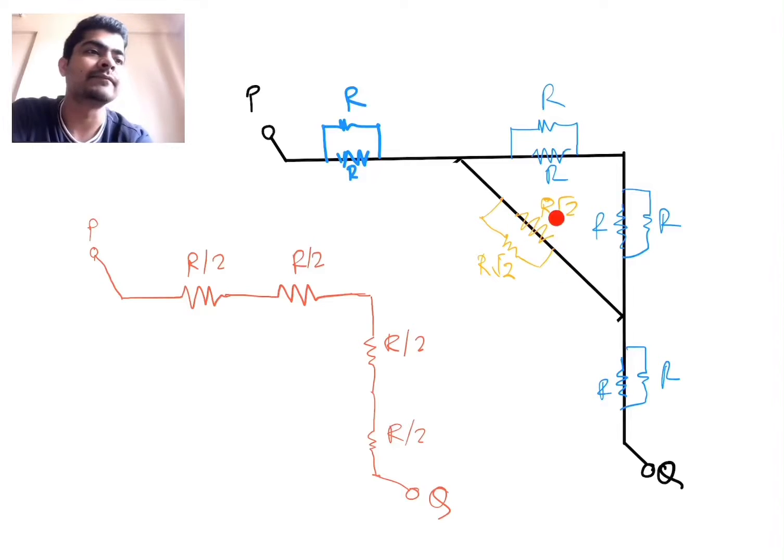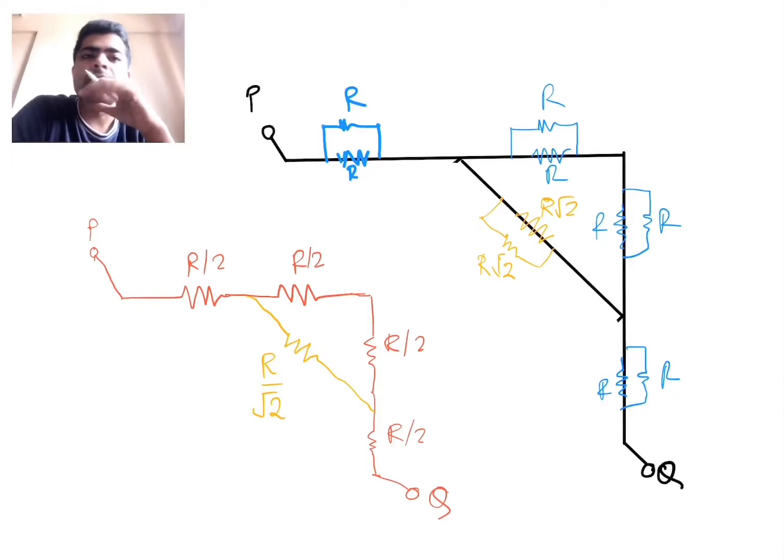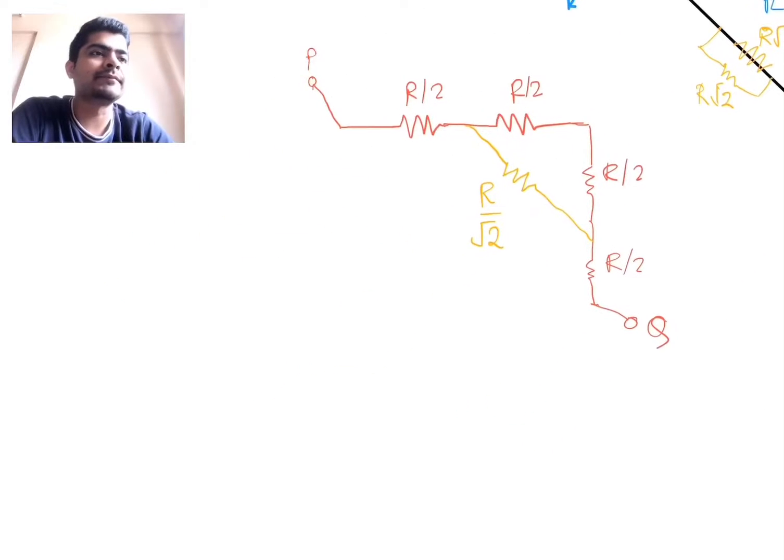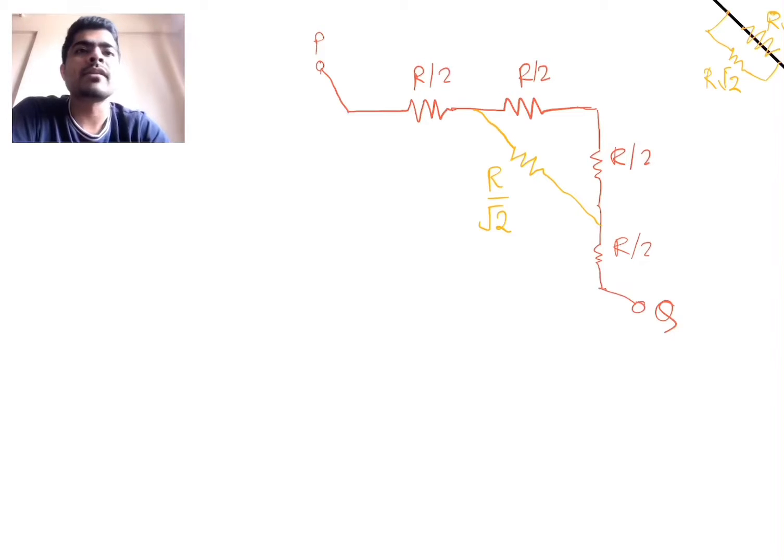Now, for this branch, R root 2 and R root 2 are in parallel. So we get R root 2 divided by 2. So we could write over here, we will get R divided by root 2. So this is your new circuit now. Now we simplify the circuit further. Okay.